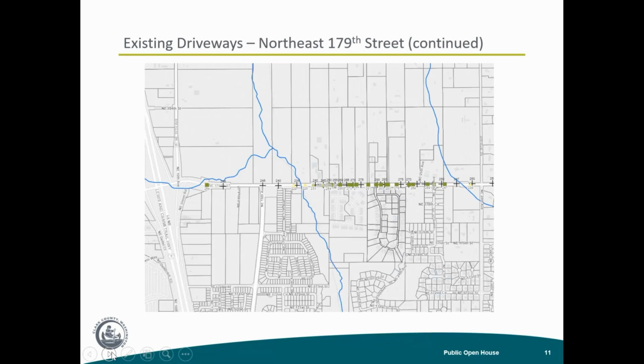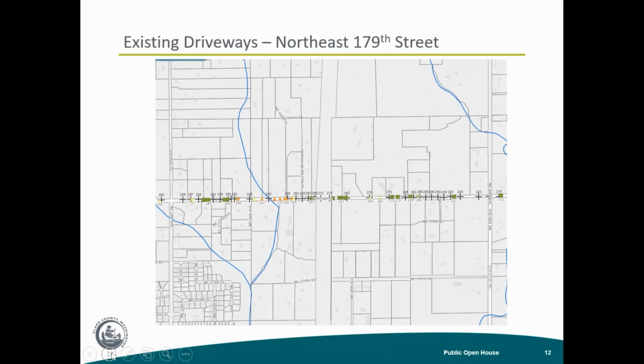And here are the existing driveways from the 179th interchange to 29th Avenue. Next slide. And here are driveways from 29th Avenue to 50th Avenue. So as you can see, several of these large properties that you live on directly access 179th Street. We want to make sure that we build a local circulation network that not only serves the existing residents, but serves the future residents as well. Next slide.